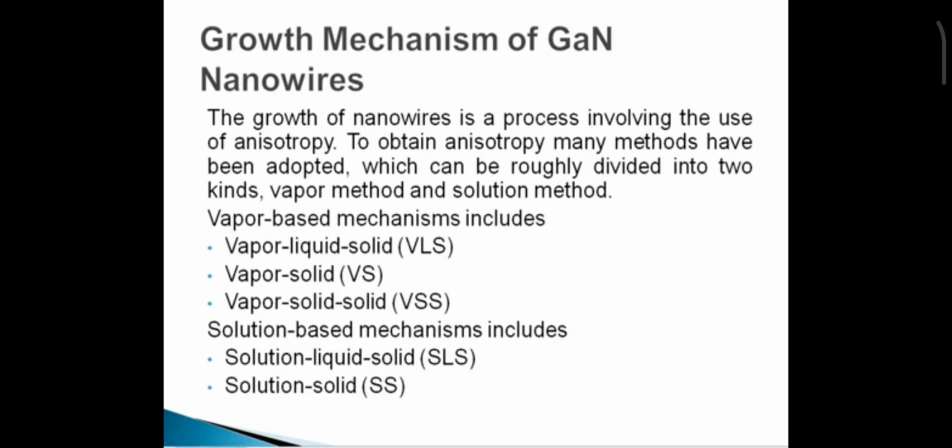Next is the growth mechanism of gallium nitride nanowires. The growth of nanowires is a process involving the use of anisotropy. To obtain anisotropy, many methods have been adopted, which can be roughly divided into two kinds: vapor method and solution method. Vapor method mechanisms include vapor liquid solid VLS method, vapor solid VS method, vapor solid solid VSS method. Solution based mechanisms include solution liquid solid SLS method, solution solid solid SSS method.